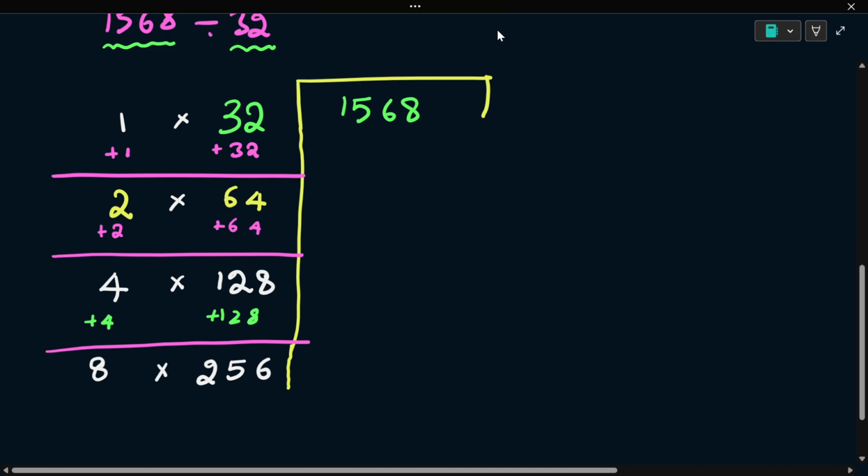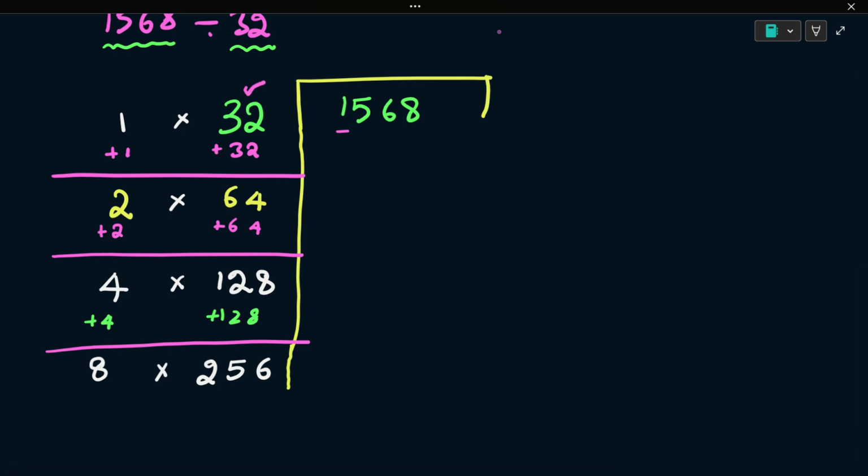Before taking this, see here, you need to take the first digit. Can I take 1 and divide? No, because the minimum number here is 32, right? Here you have 4 numbers: 32 is the first number, 64 is the second number, 128 is the third number, 256 is the last number. So 32 is the minimum number. You need to underline the number which is more than 32. You can't do it with 15 also, because 15 is less than 32. You need to take 156. 156 is more than 32.